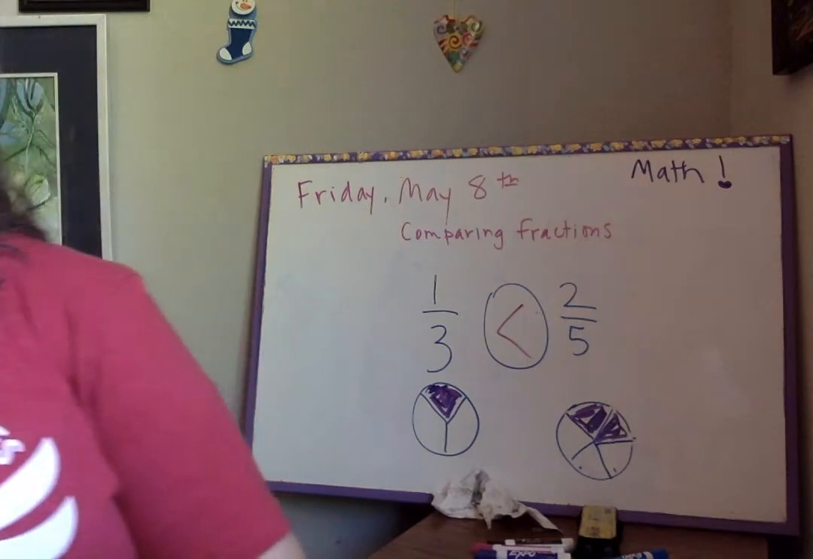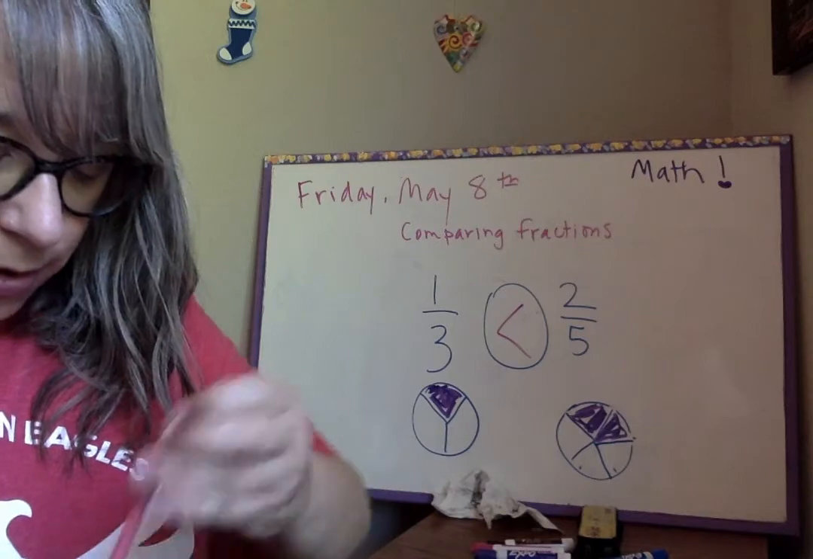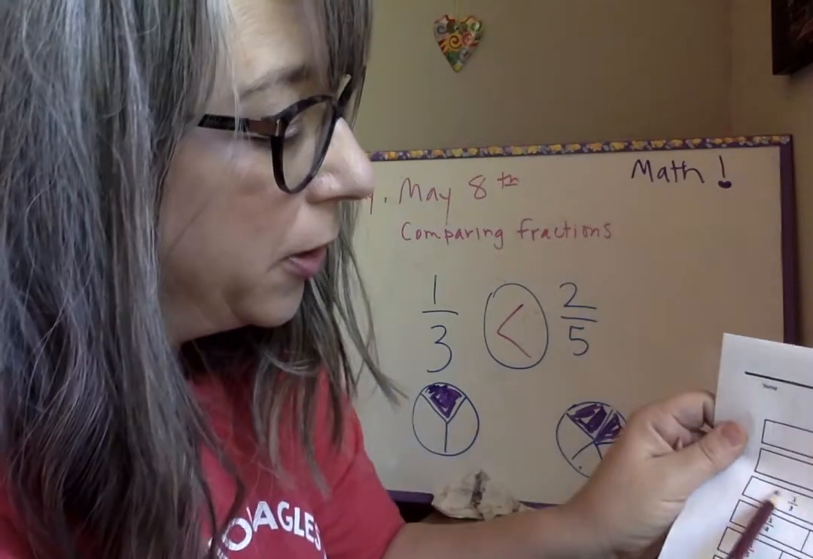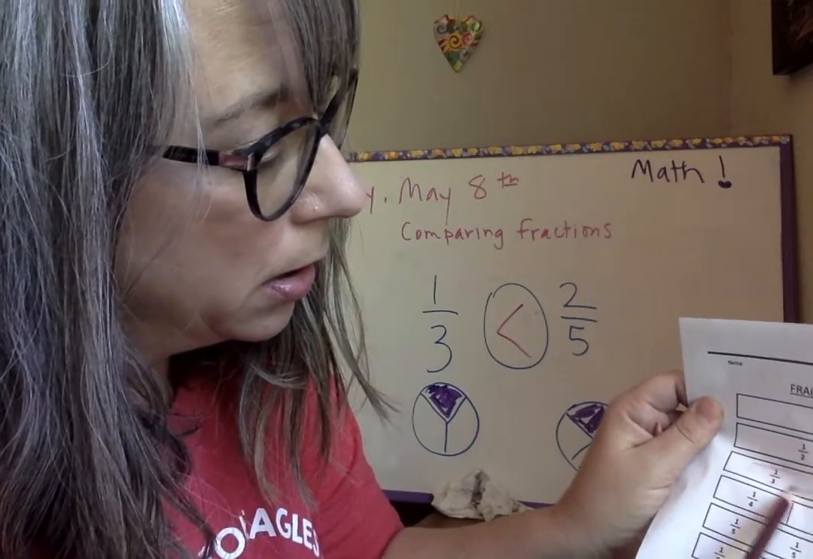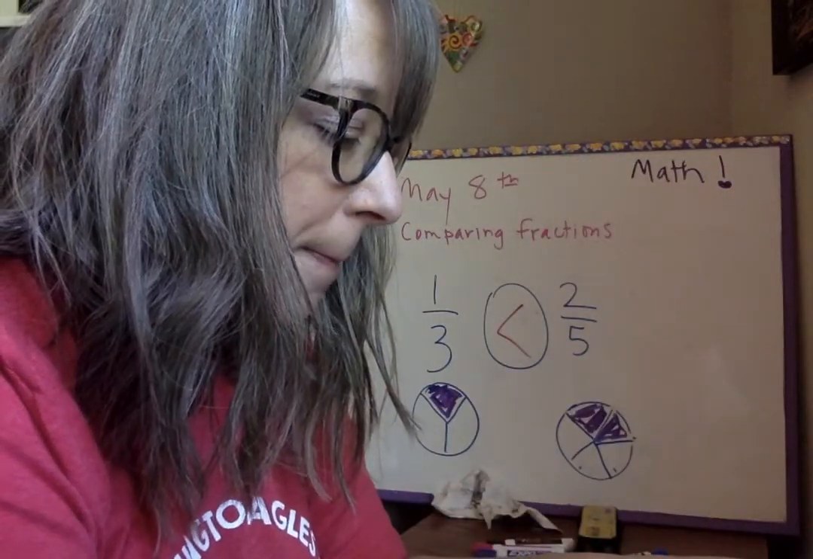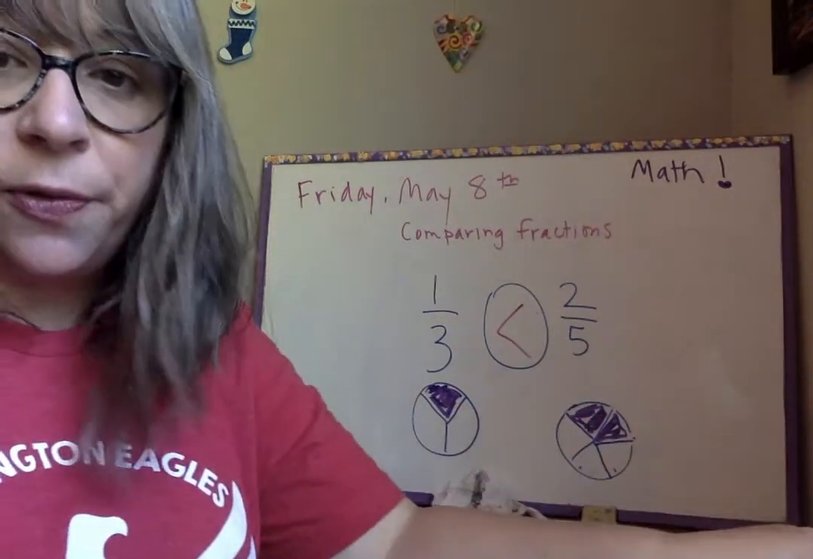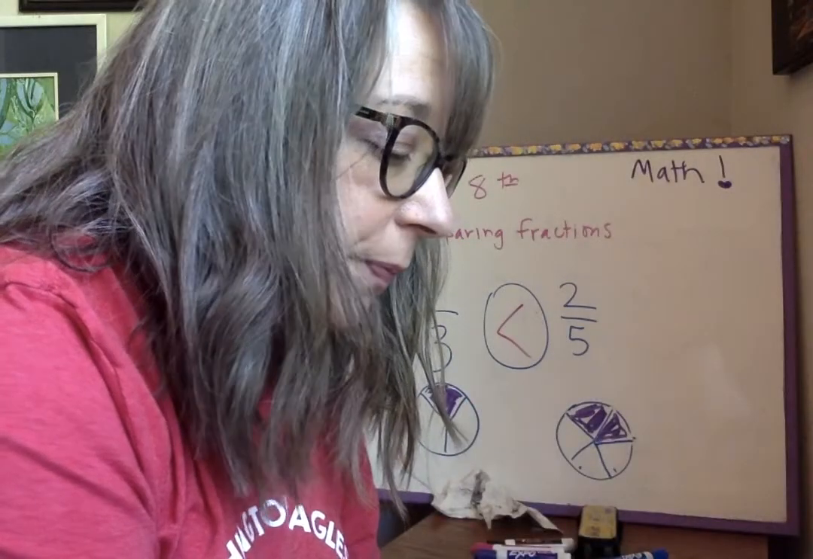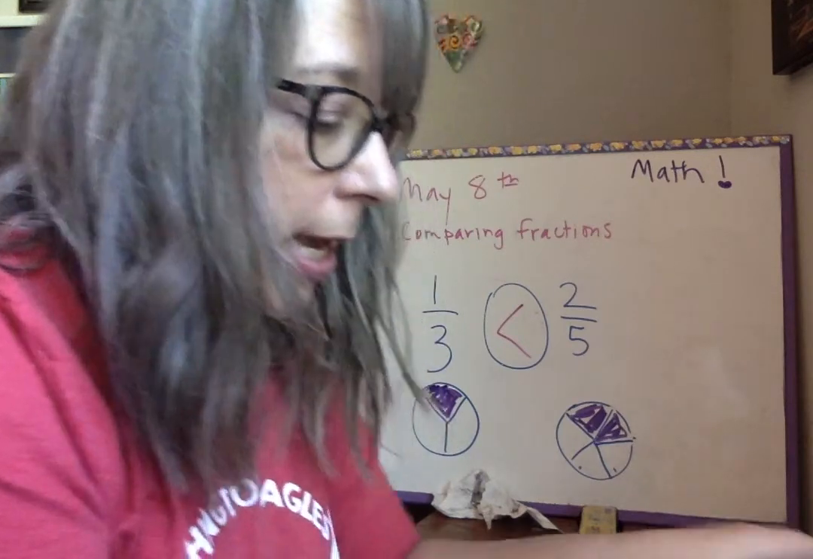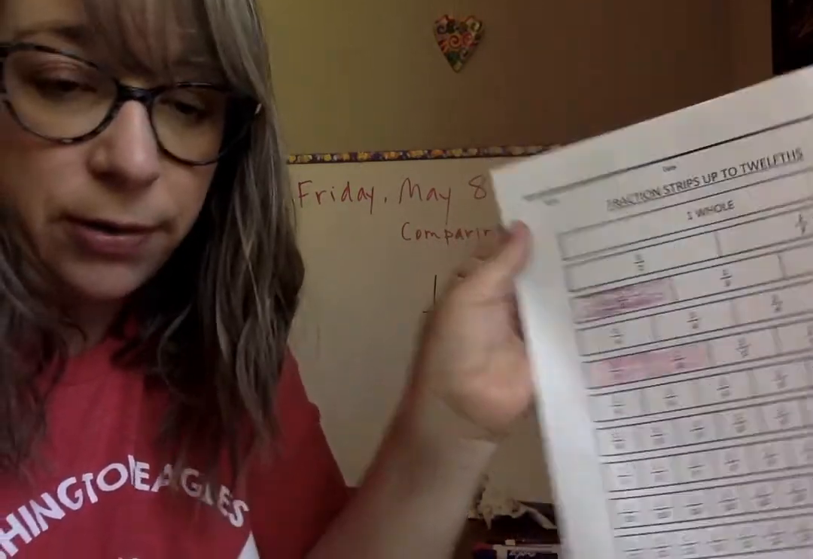So again, let's look at this one more time. So we have a third. So we're shading in a third. There's our third. That doesn't look very dark. So there's our third compared to 2/5. So now I'm going to shade in 2/5. And although, again, they are very close, 2/5 is larger than 1/3.